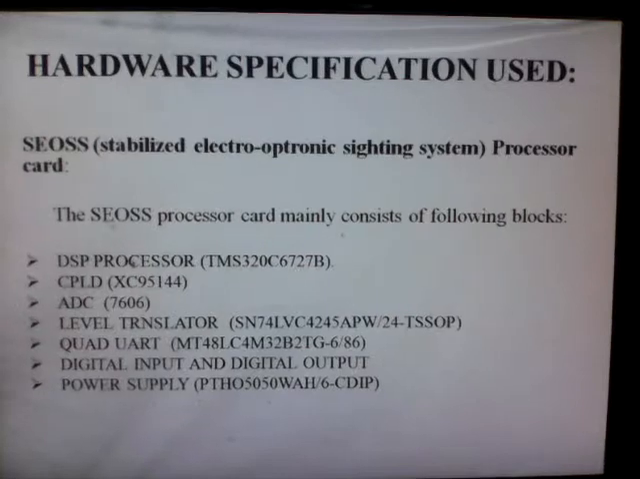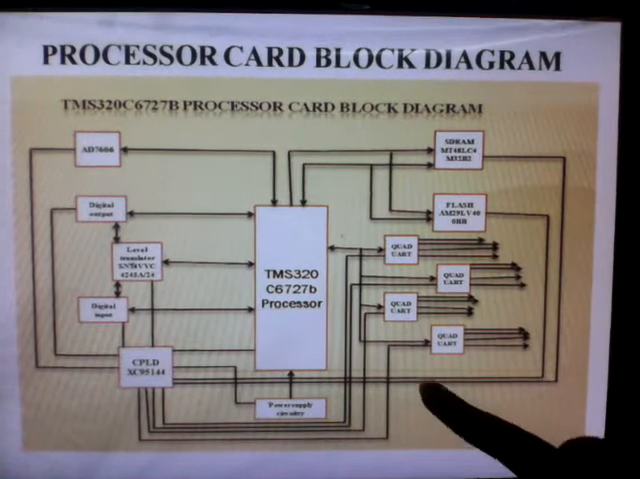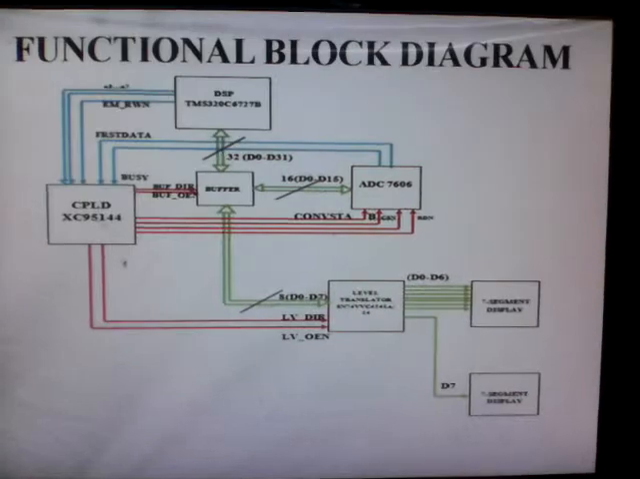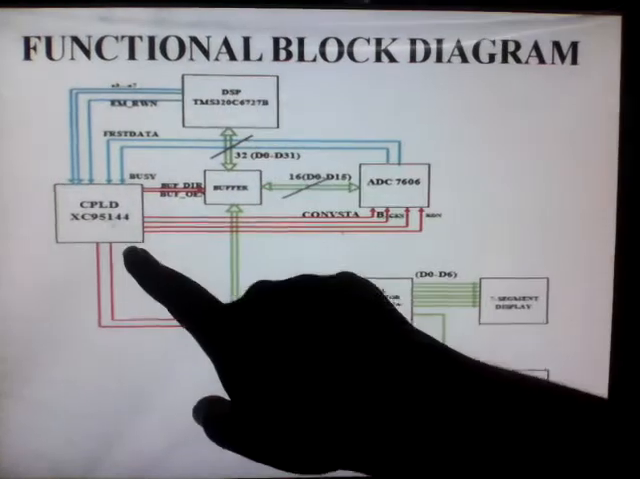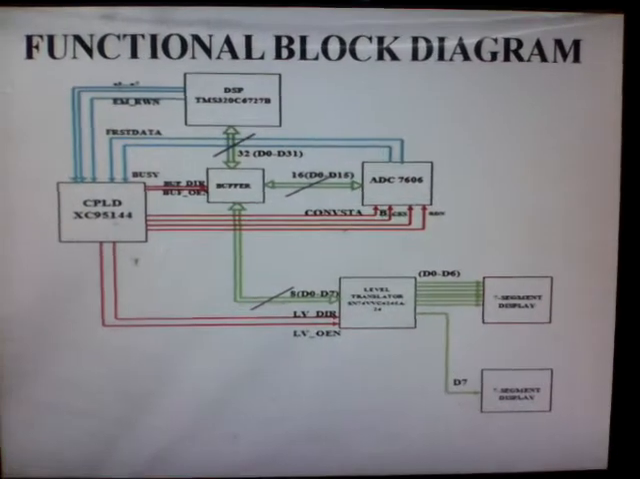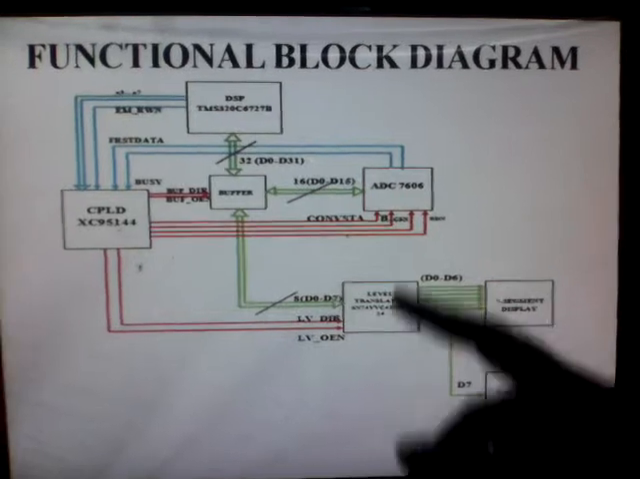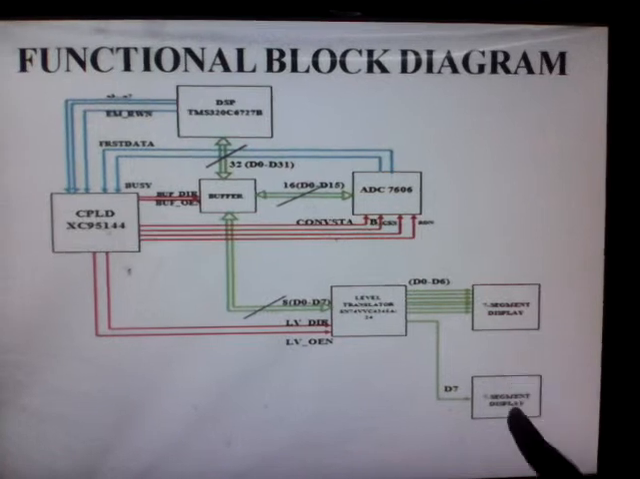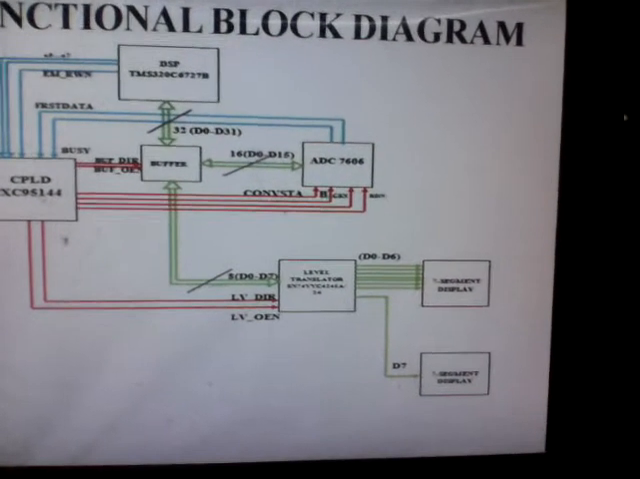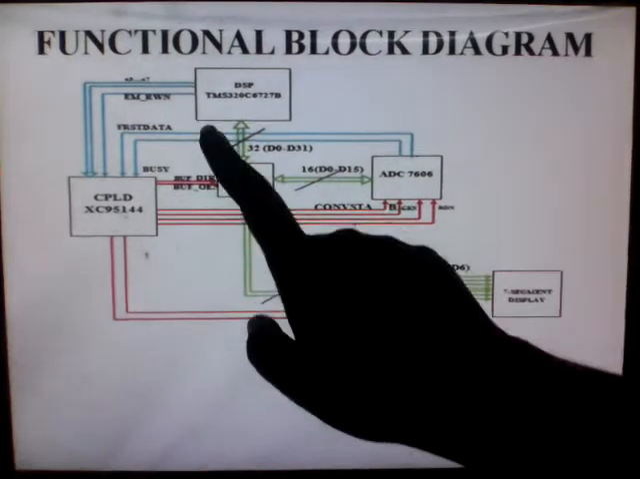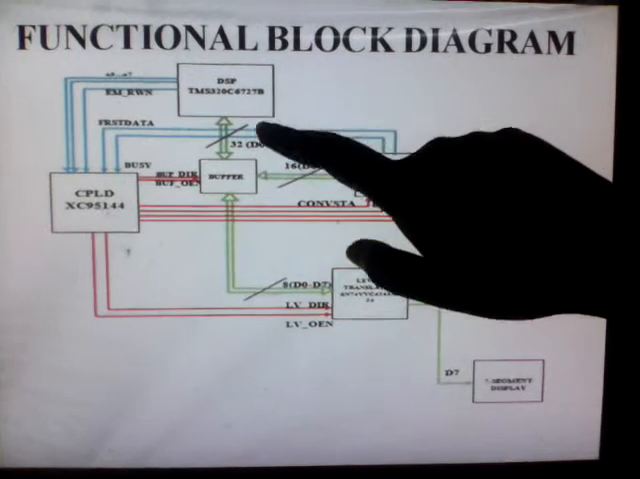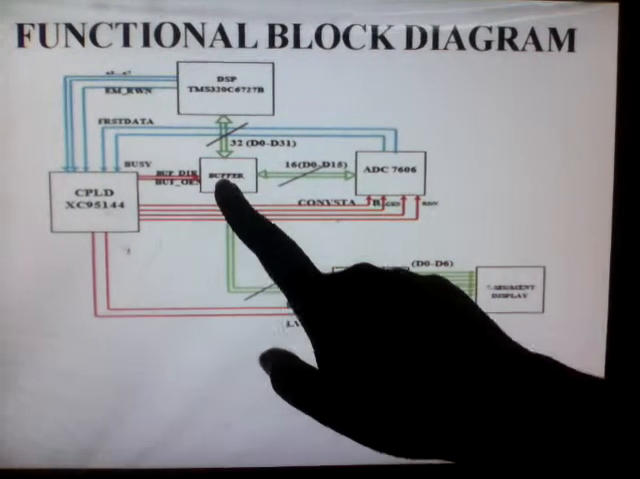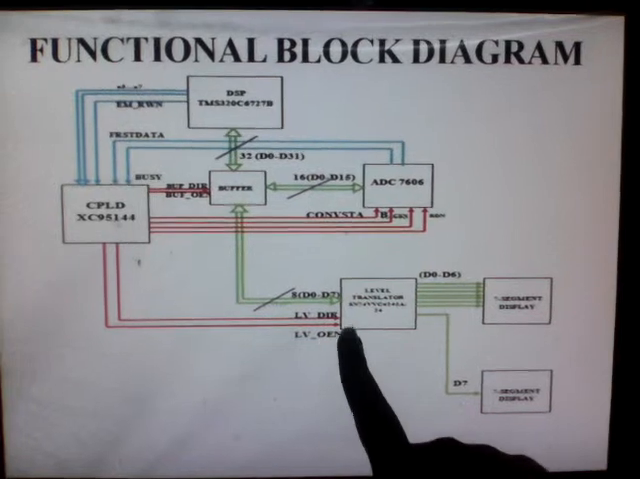As I said earlier, this is the main block diagram. In the beginning of our project work, we studied this block diagram, and we finalized to interface this ADC with the DSP through this CPLD. So this is the functional block diagram which we have done in our project. These are the several control signals which we are going to use here, and this is the 7-segment display through which we are going to verify the output. We can see that there is a data bus between the DSP and the buffer. There is also a data bus between the ADC and the buffer, and one more data bus between the buffer and the level translator.